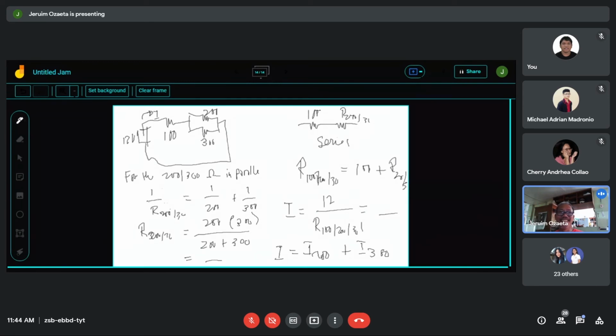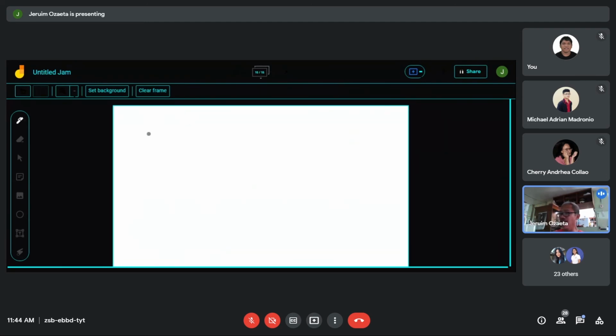Okay. All right. Okay. For an additional exercise, additionally, what is the voltage drops in its resistors?